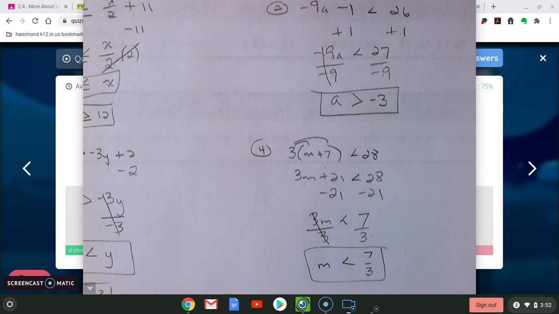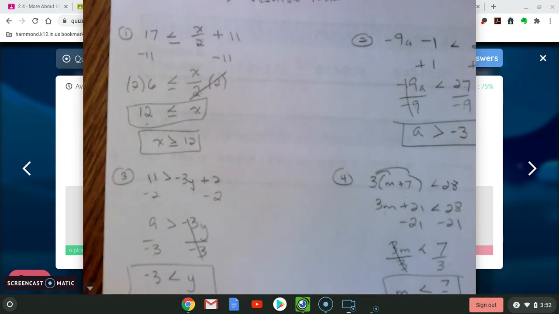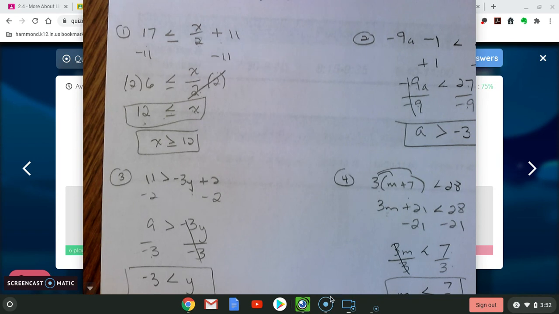So these are some of the examples from today's work worked out, and I'm hopeful that this helps you guys get a better handle on this idea of solving inequalities with 2 steps or multiple steps.